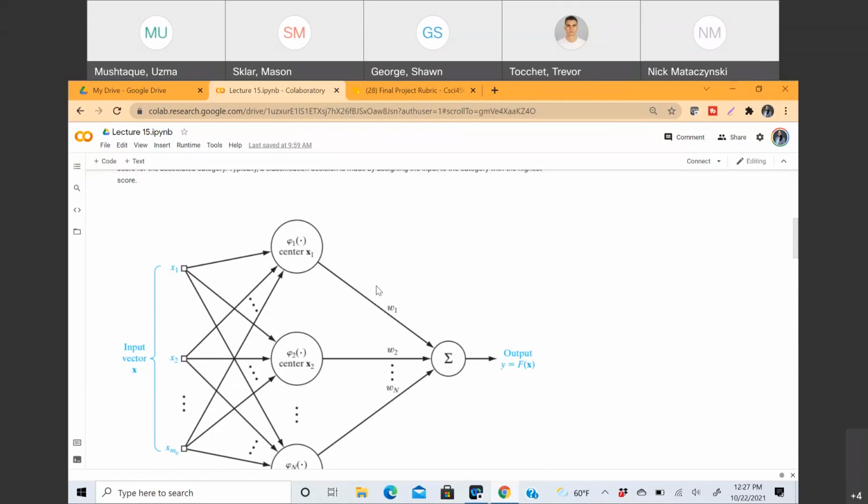So one of the motivations for radial basis functions was this theorem, I think it's known as Cover's Theorem, which talks about how if you have linearly inseparable data in a lower dimensional space, and you project it to a higher dimensional space, then you can actually linearly separate it. You can separate it because it's in a higher dimensional space with a linear separator.